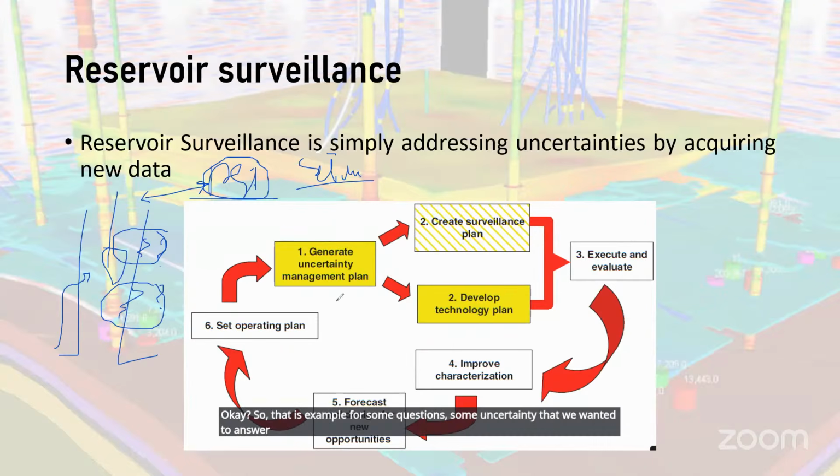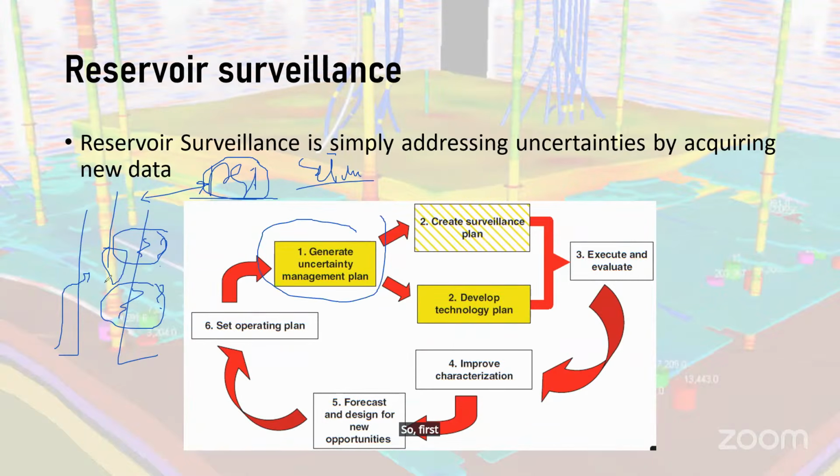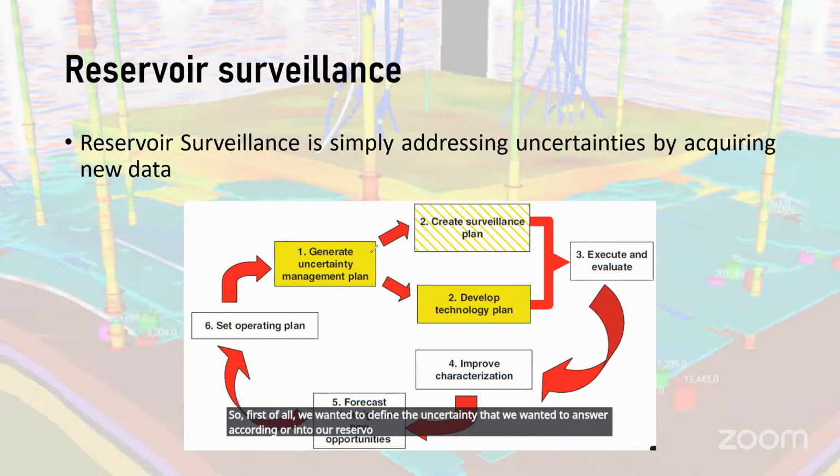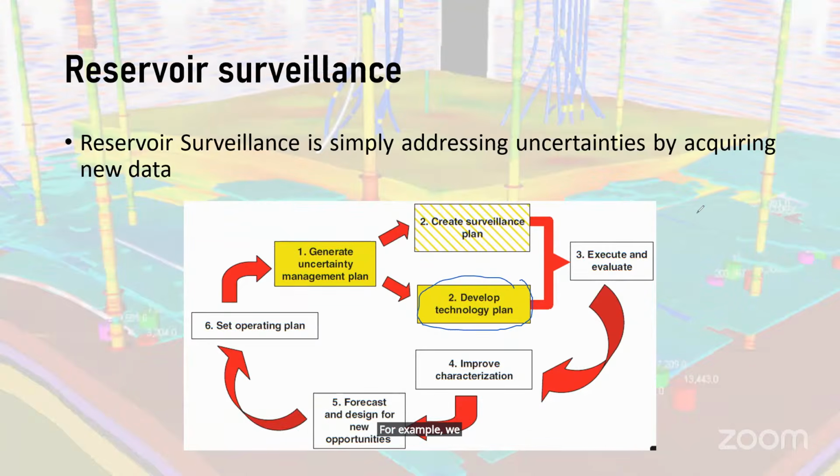First of all, we wanted to define the uncertainty that we wanted to answer in our reservoir. Another example is a case where we wanted to apply some technology in our reservoir. For example, we wanted to apply water injection.